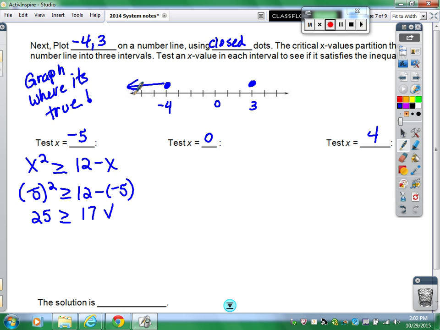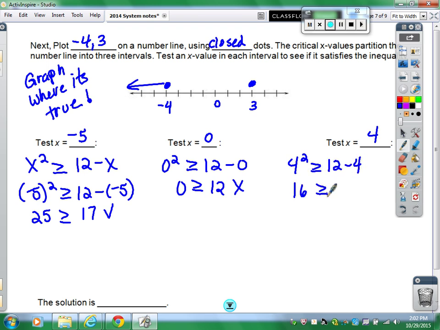All right, let's test 0. Let's put 0 in. So 0 squared greater than or equal to 12 minus 0. 0 greater than or equal to 12. Well, no. It's false. I'm not graphing in between -4 and 3. All right, let's try 4. 4 squared greater than or equal to 12 minus 4. 16 greater than or equal to 8. That's true, so we're going to graph.